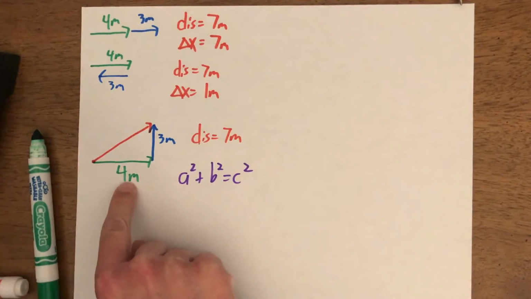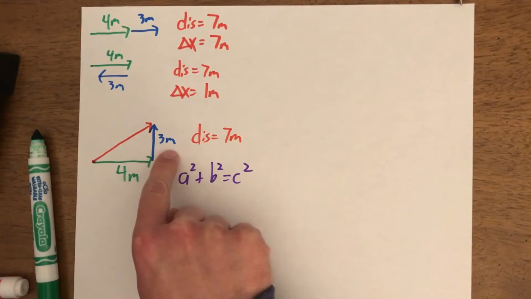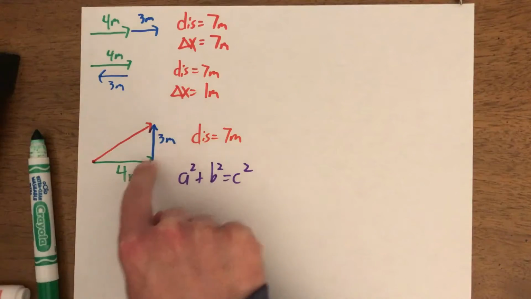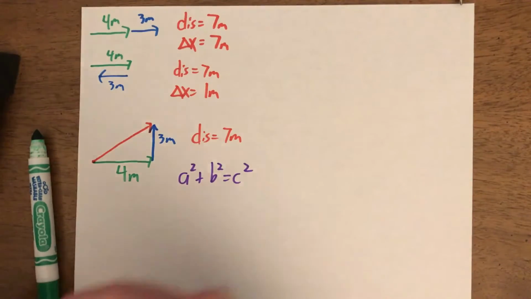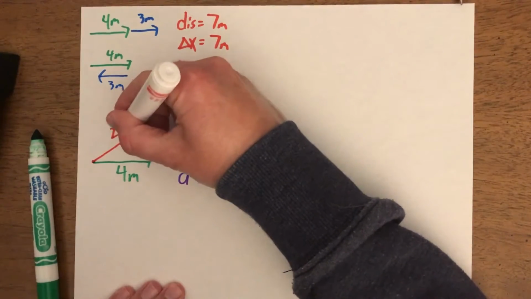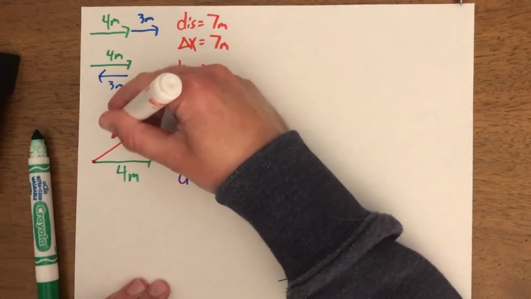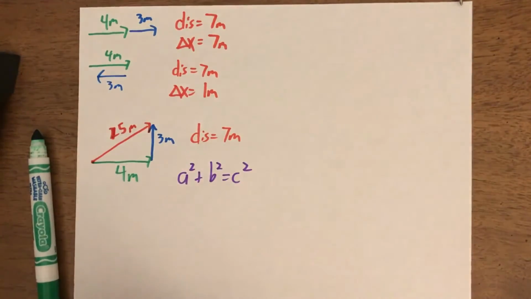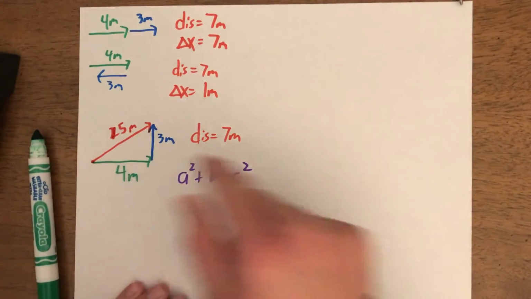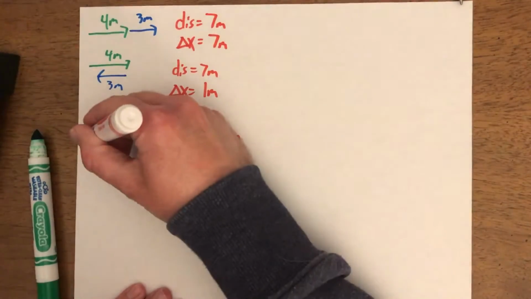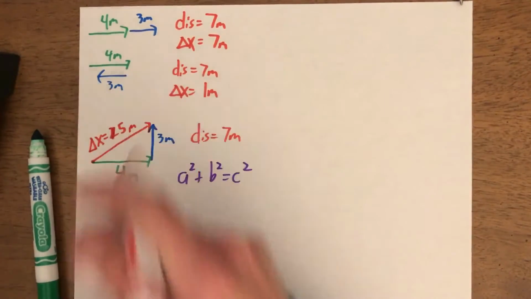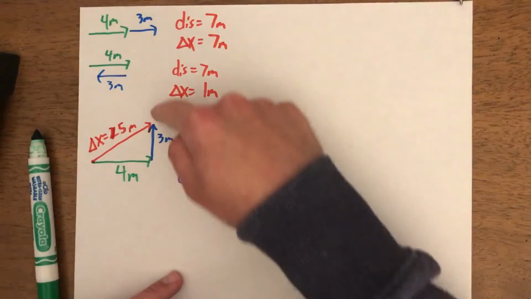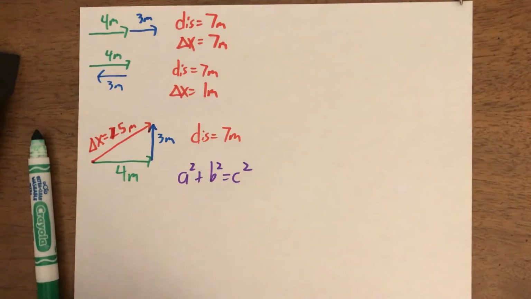And so if I take 4 squared is 16 plus 3 squared is 9, 16 plus 9 is 25. But then we've got to take the square root of that side, square root of 25, and so 5 meters there winds up being that side. It's a 3, 4, 5 triangle. So our displacement in this case, delta x, is equal to 5 meters. We walked 7 meters, but we're 5 meters away from where we began.